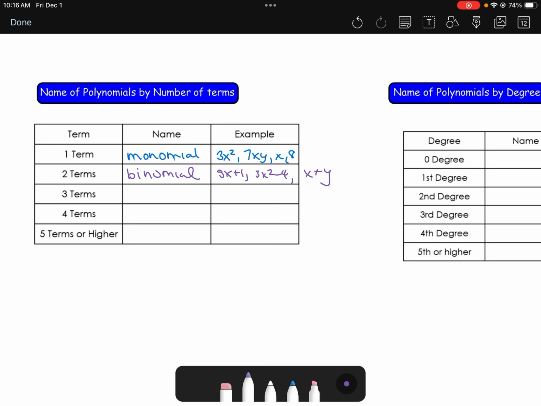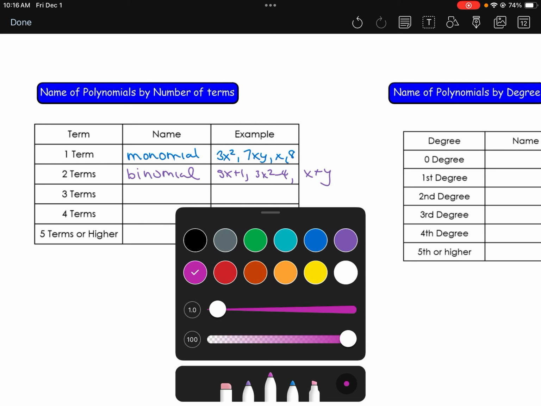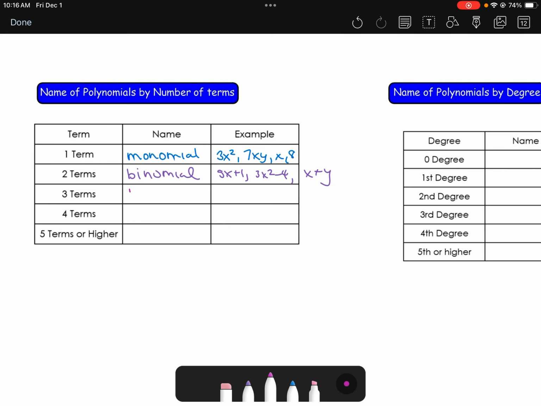Your three terms, so if we're looking at three terms, that is a trinomial. Okay, so again, three terms. So that could be like 7x squared plus 2x minus 10. Okay, you see the three terms there.